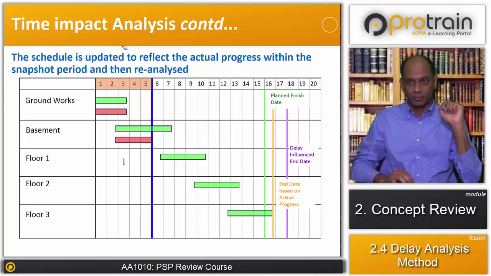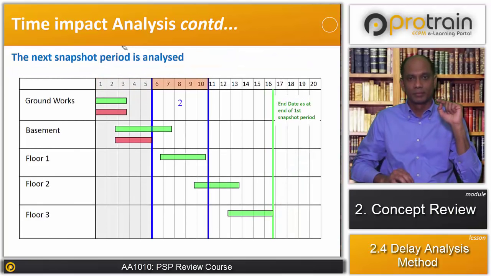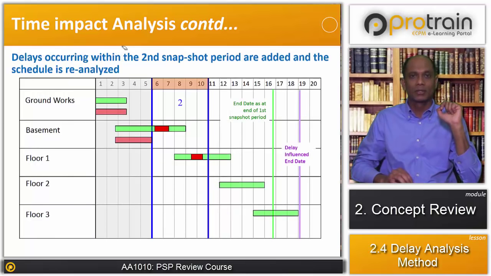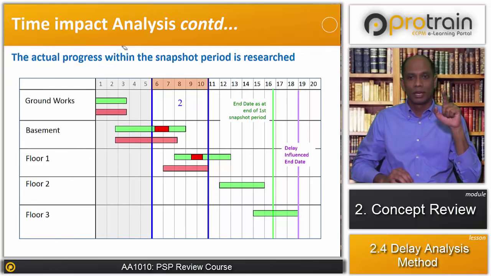Then we go to the second snapshot period. Now we will insert the delays that happened in the second snapshot period. So let's add those delays. We have added those delays. Adding those delays in snapshot period 2 will further delay the project completion. So this is how it will look. It has influenced the project completion, and we have a new project completion. First it was at 16 weeks, then it has gone to 18 weeks or 18 periods.